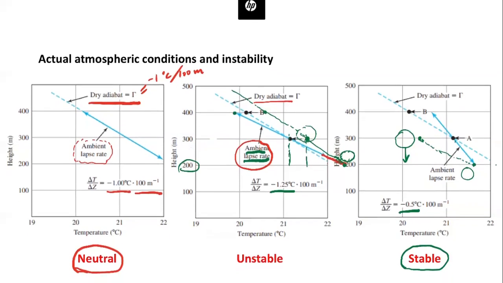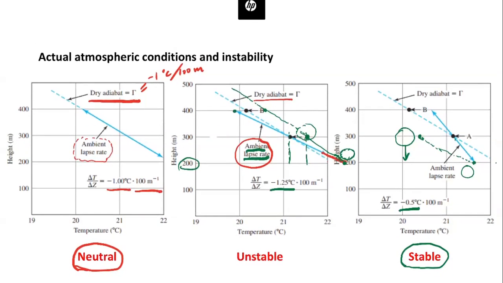So basically this is comparing the ambient lapse rate, which is the actual condition, against the dry adiabatic lapse rate, which is the ideal condition. You can see that if the ambient condition has different lapse rates, whether it's higher or lower than this dry adiabatic lapse rate, then the air stability will be quite different.